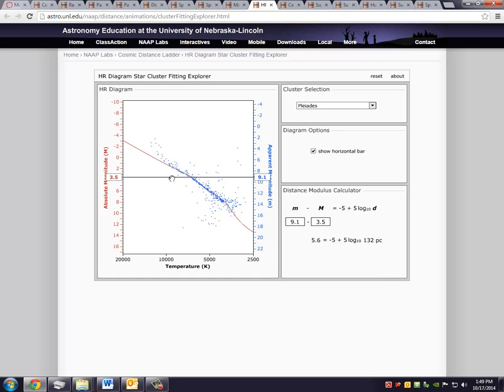And you can do this fitting by using the main sequence fitting tool. Okay, I think I'm going to come back and knock out the rest in part 3.